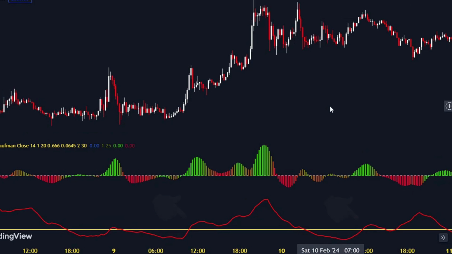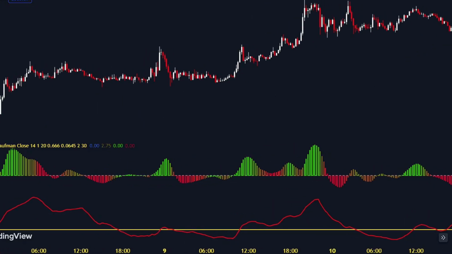Trade based on this setup. When the ADX line is above 20, that's our cue that the market might be trending. So we're looking for times when it crosses above 20 after being below it.